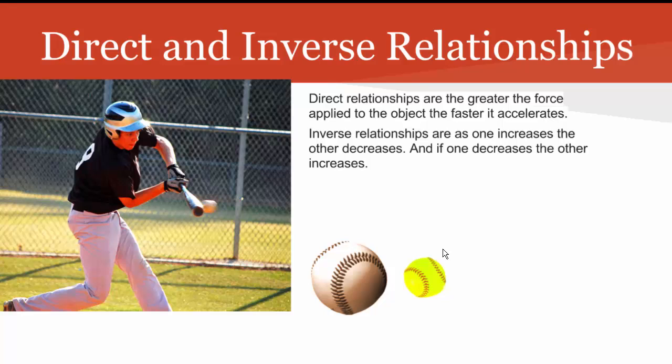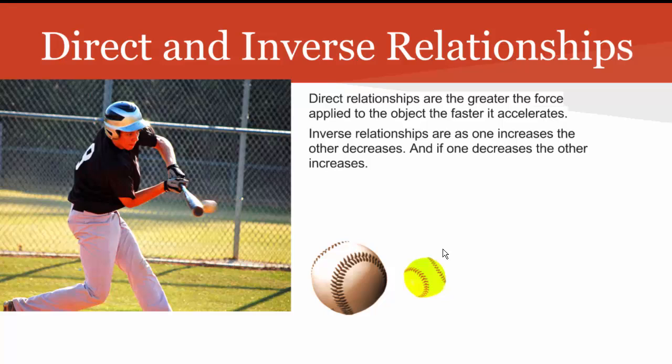Direct relationships are when the greater the force applied to an object, the faster it accelerates. And inverse relationships are when one increases, the other decreases. If one decreases, the other increases. For the inverse ones, if one goes up, the other one's going to go down. And for the direct relationship, the greater the force applied to the object, the faster it's going to go.